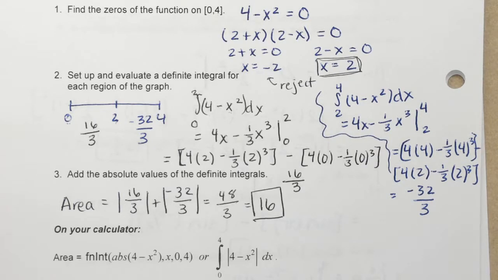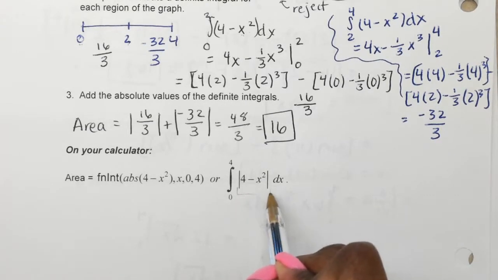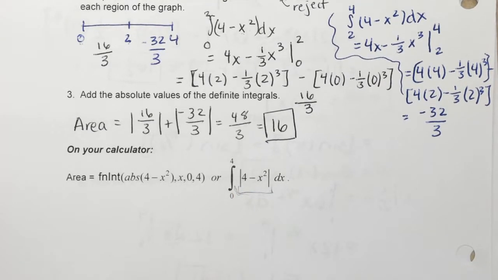Okay, and if you want to check that in your calculator, to find the total area, we have to make sure that we're putting that equation in absolute value, because we're looking for not the area above minus the area below, but the total area as a positive number.